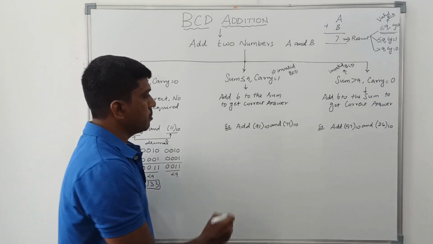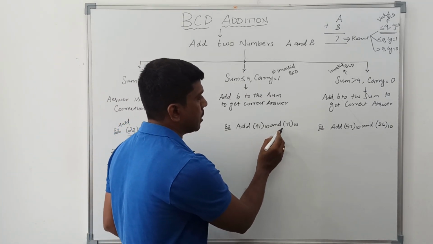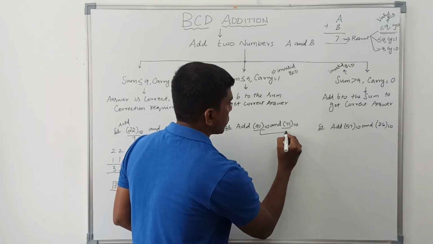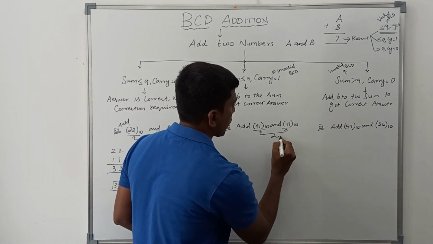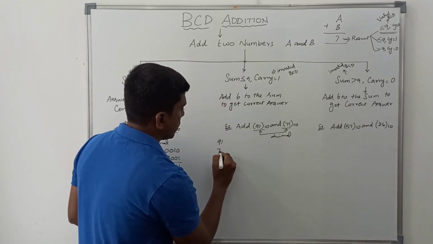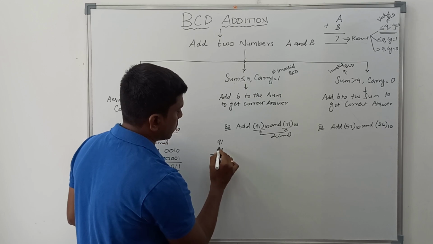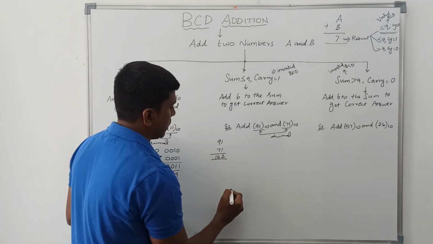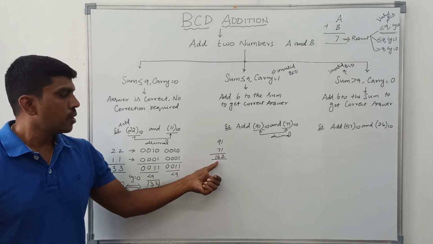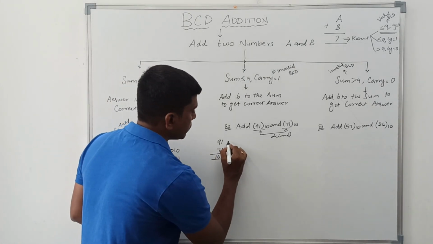Then come to the second problem. Add 91 base 10 and 71 base 10. These are also decimal numbers. 91 plus 71: 1 plus 1 is 2, 9 plus 7 is 16. After doing the decimal addition, the result is 162.